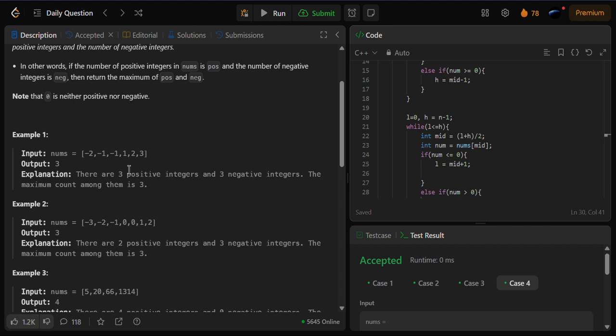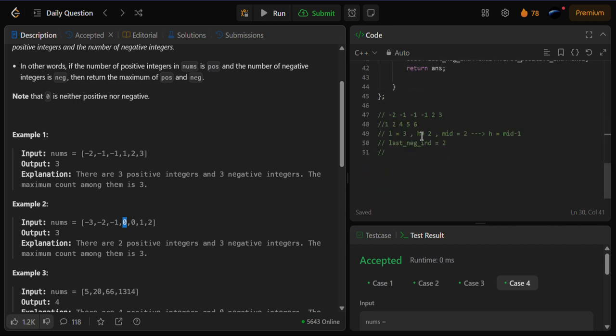Let me just do it with this example only. Currently L is 0, H is n minus 1, which is 6, and my mid is 3. My last negative index I've gotten to be 2.